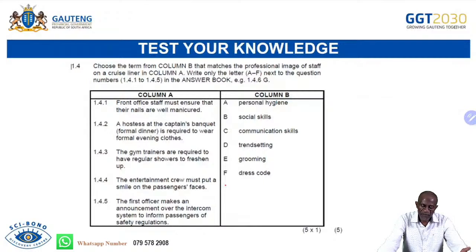The front office staff must ensure their nails are well manicured. A hostess at the captain's banquet, formal dinner is required to wear formal evening clothes. The gym trainer is required to have a regular shower or freshen up. The entertainment crew must put a smile on their passengers' faces. The first officer makes an announcement over the intercom.